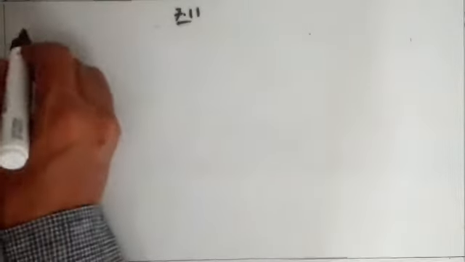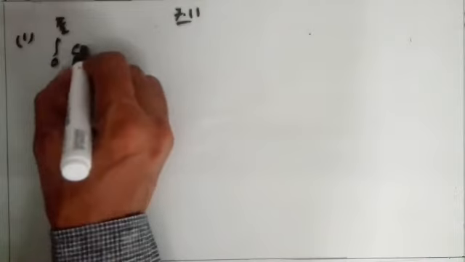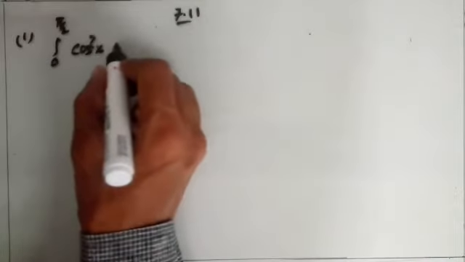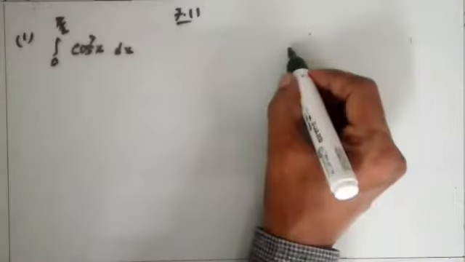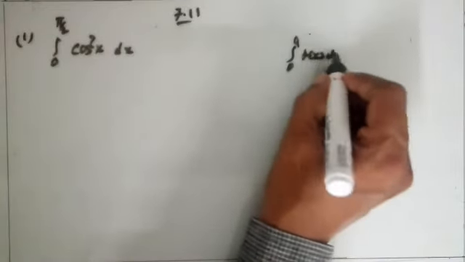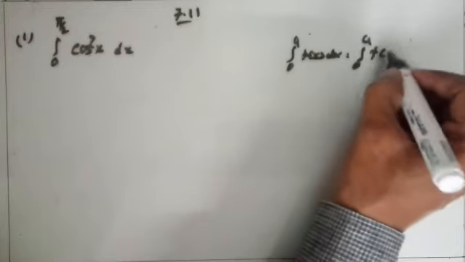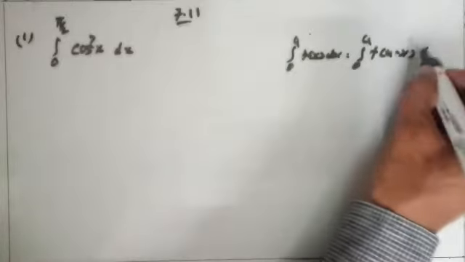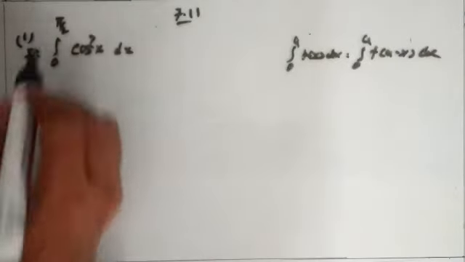Now here we solve some questions of exercise 7.11. First question, find the definite integration 0 to pi by 2 cos square x dx. We know that 0 to a f(x) dx is equal to 0 to a f(a minus x) dx. Apply the same for this. Say this is integration I.